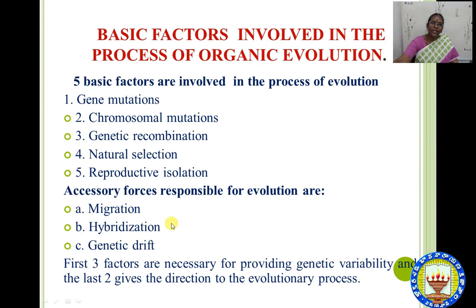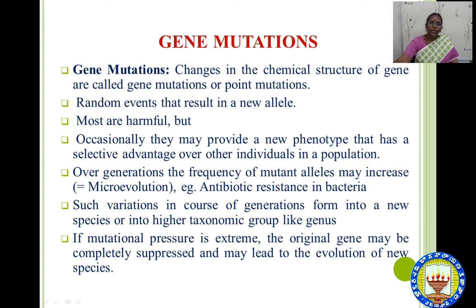In addition to these basic factors, accessory forces are also responsible for evolution. And what are these accessory forces? They are migration, hybridization and genetic drift. Now we will see the first basic factor, that is gene mutation. So what are gene mutations?